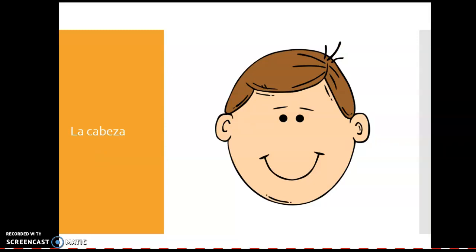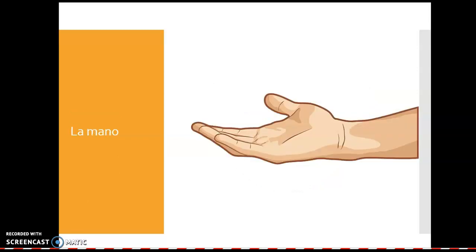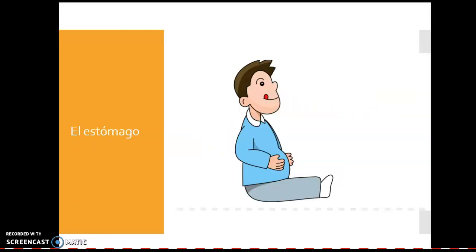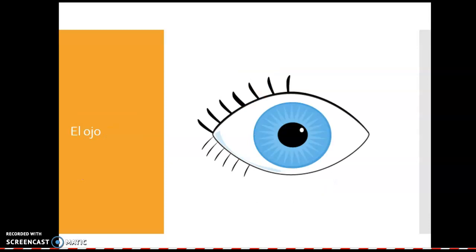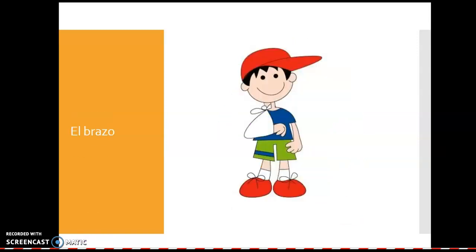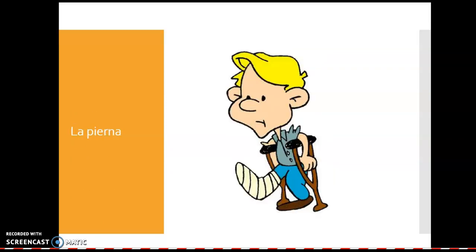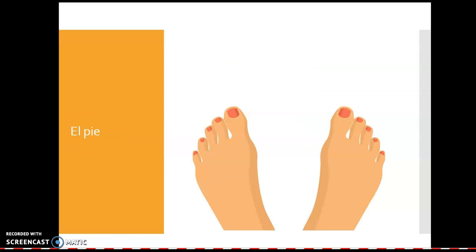La cabeza, the head. La boca, mouth. La mano, hand. El estómago, stomach. El ojo, eye. La nariz, nose. El brazo, arm. El dedo, finger. La pierna, leg. El pie, foot.